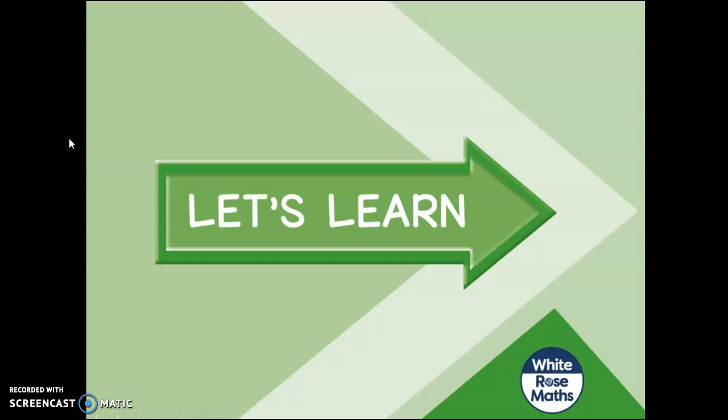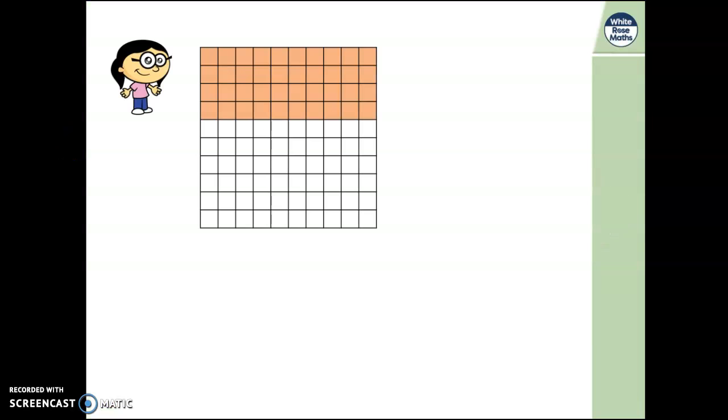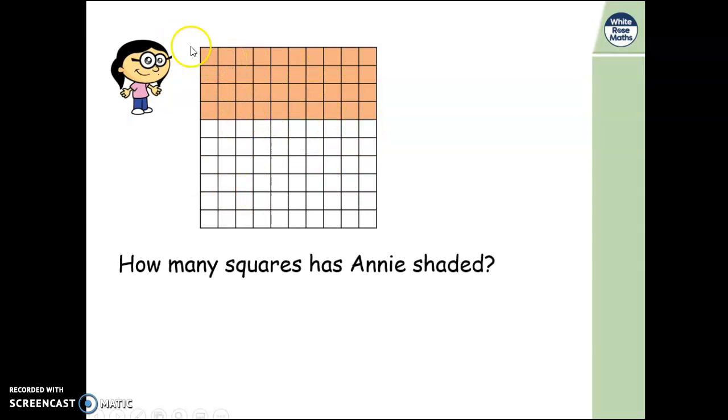So let's look at today's learning. So here we have a plain 100 square, and Annie has some squares shaded. How many squares has Annie shaded?